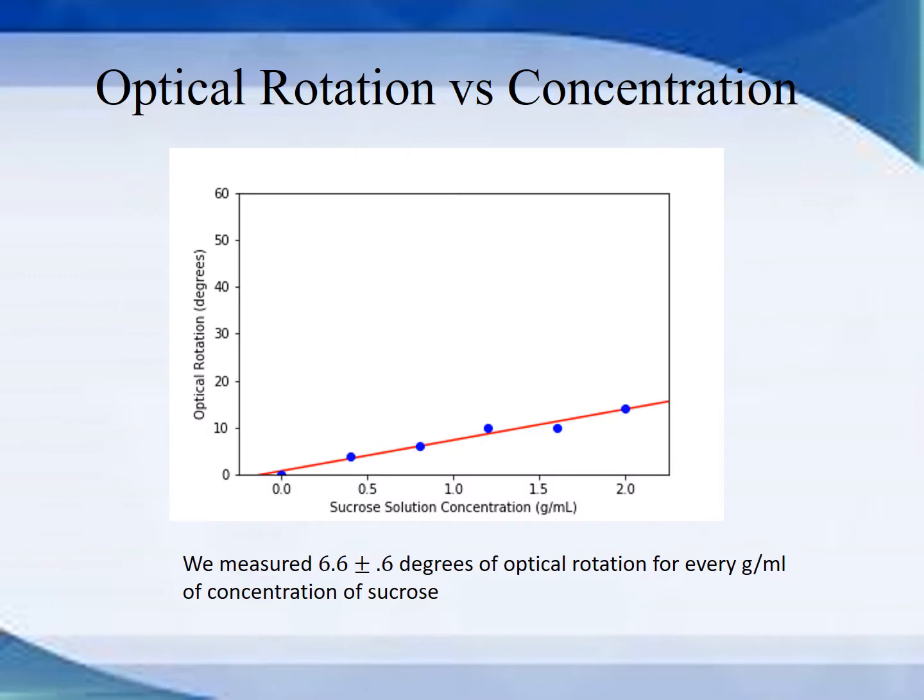Here's our linear regression of optical rotation versus concentration. As you know, we are examining the relationship between the degree of optical rotation versus concentration. So as you see, our slope is 6.6 plus or minus 0.6 degrees of optical rotation for every gram per milliliter of concentration of sucrose.